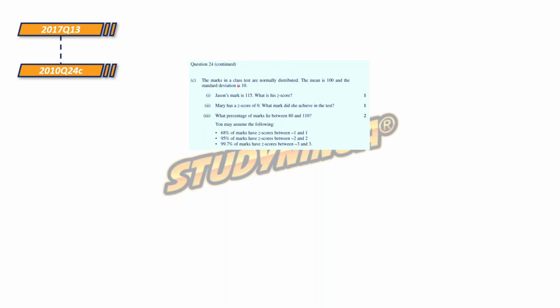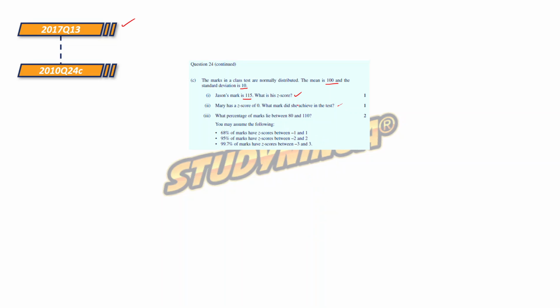Then moving on, 2010 question 24C. You're given a mean, you're given standard deviation, you're given Jason's mark, which is 115. Exactly like this question, you're asked to calculate the z-score. So you're just going to use the formula, in the same way as we did there, to calculate the z-score. Here is a bit of a twist though.